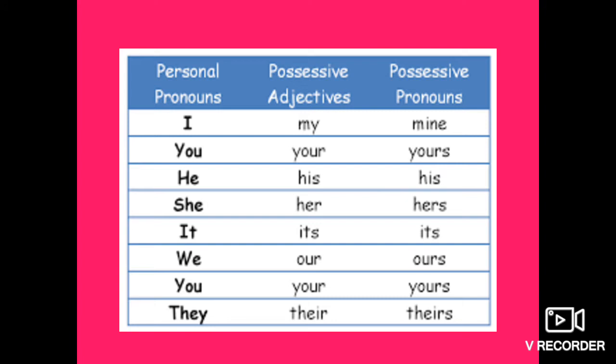See, students, you all are familiar with this table. That is personal pronouns that you've studied in pronouns, then possessive adjectives, this you've studied in the adjective chapter, and possessive pronouns, this also you have studied in your pronouns chapter.